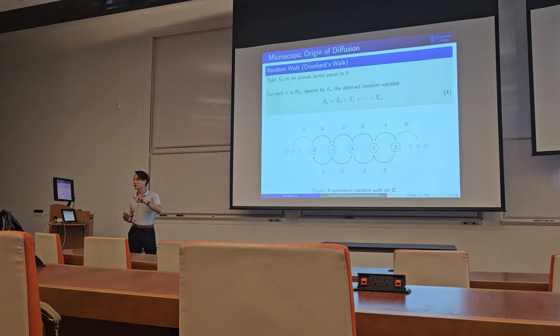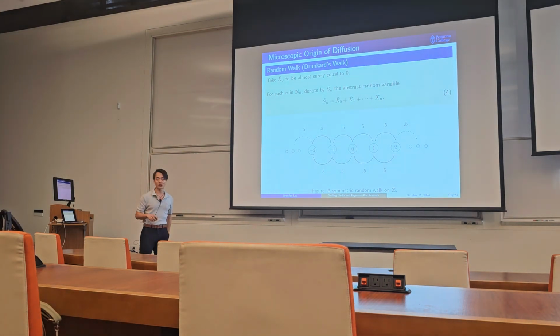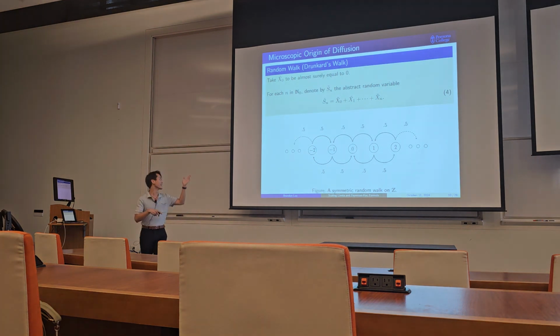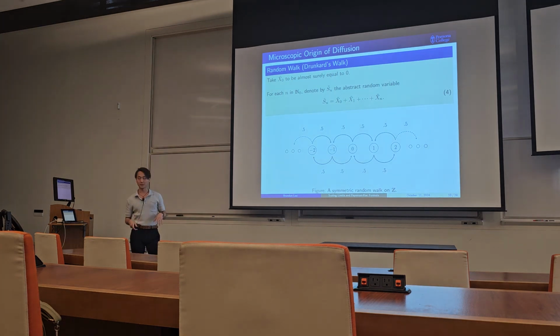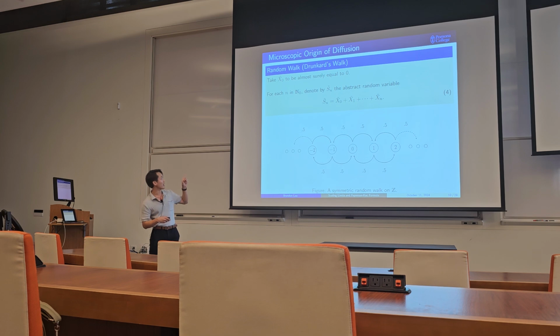To give everyone a better visual idea of what this means, we're going to look at something called the random walk. And I like the name drunkard's walk more. It's pretty fun. So let x tilde be almost surely equal to 0, and we're going to denote another S tilde to be the sum of that sequence of x tildes.